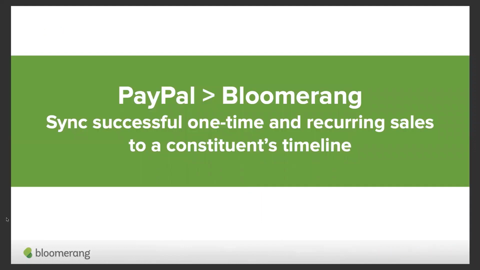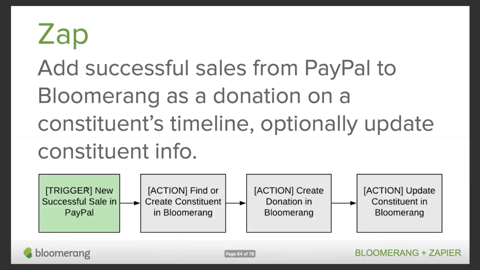So the first one is PayPal. We have a template for this. This is syncing successful one-time and recurring sales to a constituent's timeline. When a new successful sale is triggered in PayPal, we can find or create a constituent in Bloomerang, create a donation, and potentially, if you'd like to, update the constituent's information to reflect those that were recently sent through the PayPal trigger.